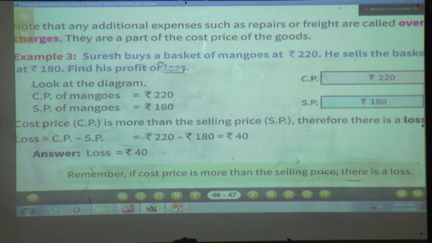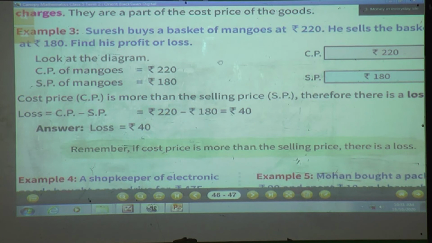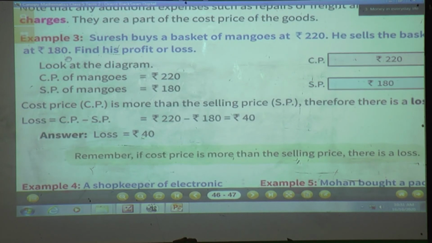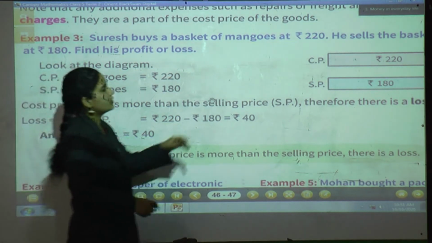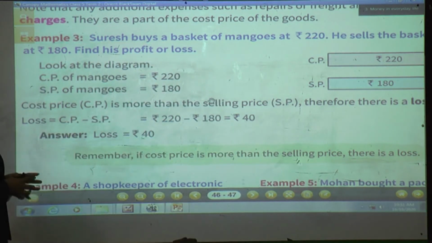Okay, now we'll see the third example. Suresh buys a basket of mangoes at rupees 220 and he sells the basket at rupees 180. Find his profit or loss. See students, here CP is 220 and SP is 180. So you can see that he has a loss in it.